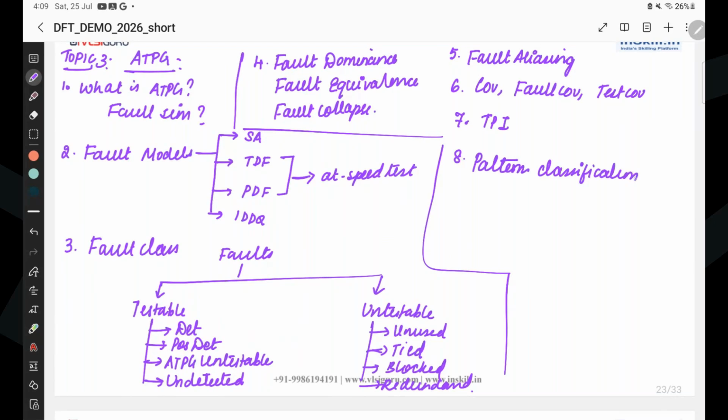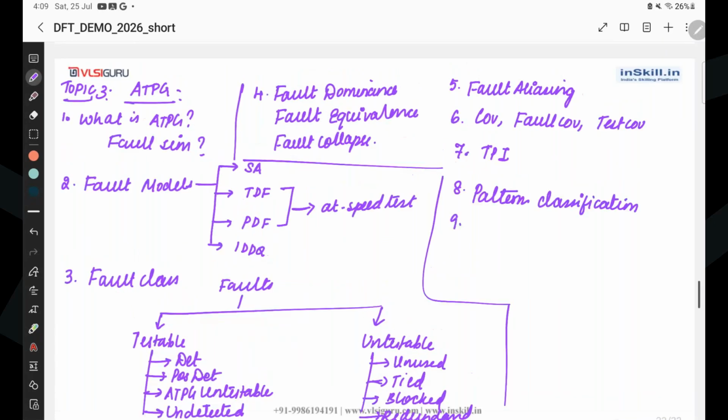And then we will be understanding the OCC architecture, on-chip clock controller. And then we will also be understanding the placement of OCC. All those things we will be understanding.